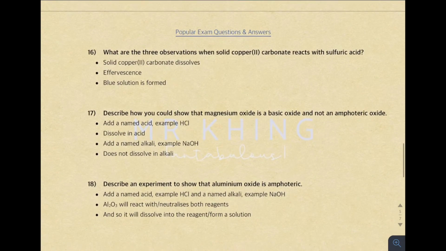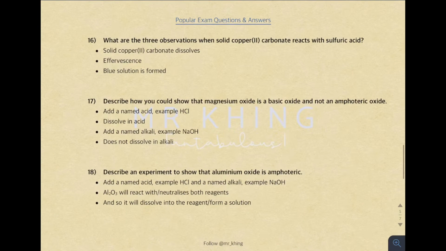Okay, next one. So what are the 3 observations when solid copper 2 carbonate reacts with acid? In the exam, they like to ask about observation. Solid copper 2 carbonate reacts with acid to produce copper 2 solution. So for observation, you see what happens to the solid? The solid dissolves. A carbonate compound reacts with acid to produce carbon dioxide gas. Observation: colorless gas bubbles form, so-called effervescence.